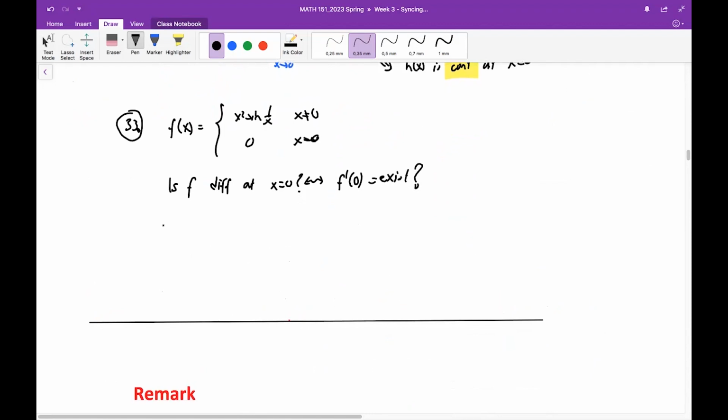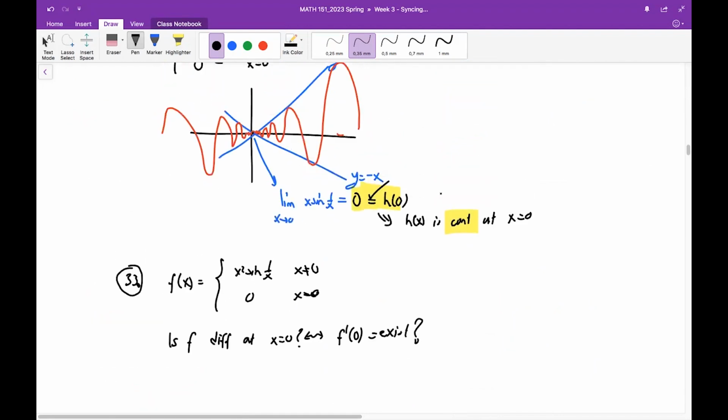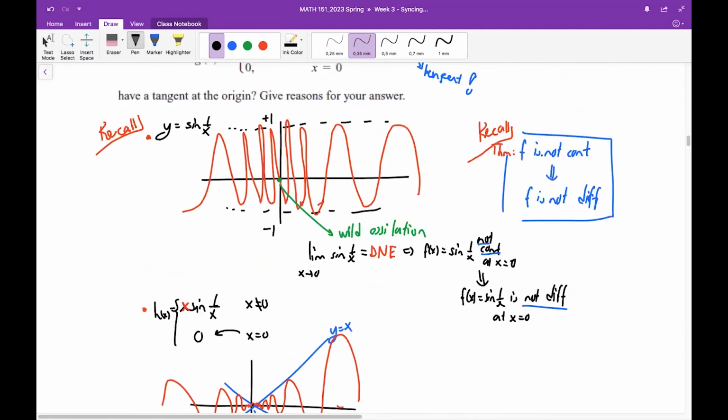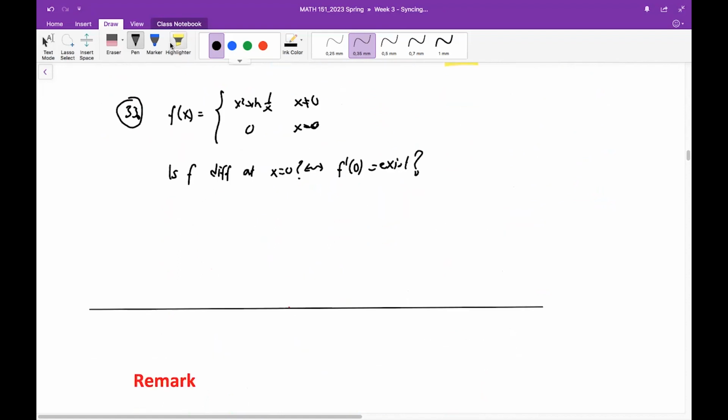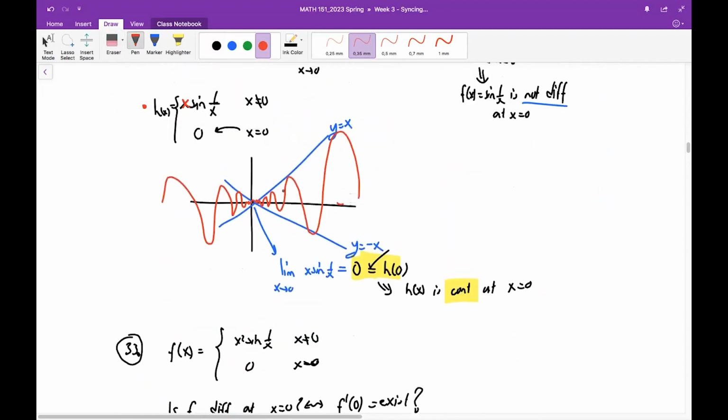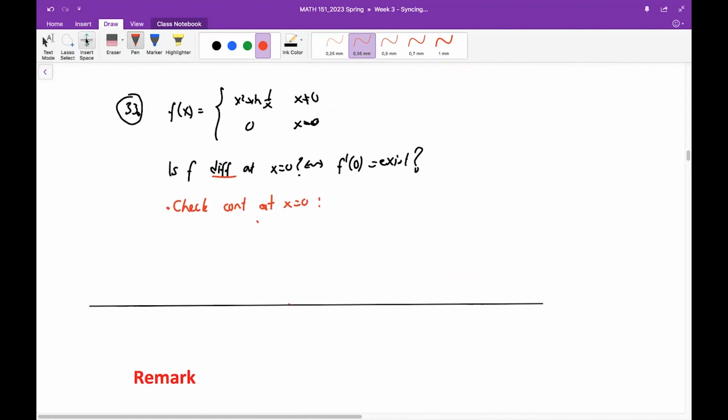So, to check differentiability, you need to check continuity first. Why? Because of this theorem. If it is not continuous, you can directly conclude that it is not differentiable. That's why to check differentiability, we need to start by checking continuity first. Check continuity at x equals 0 first. Okay? So how to check that? Just like we did above, we can check continuity.